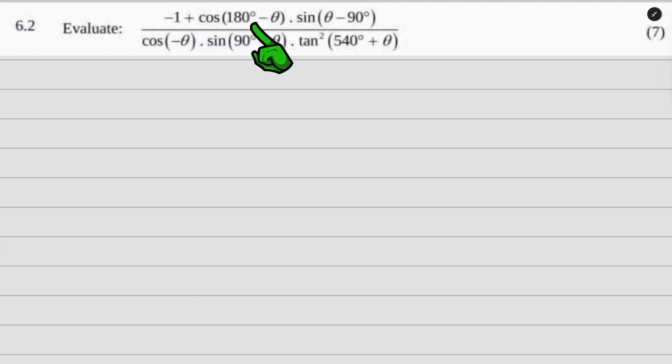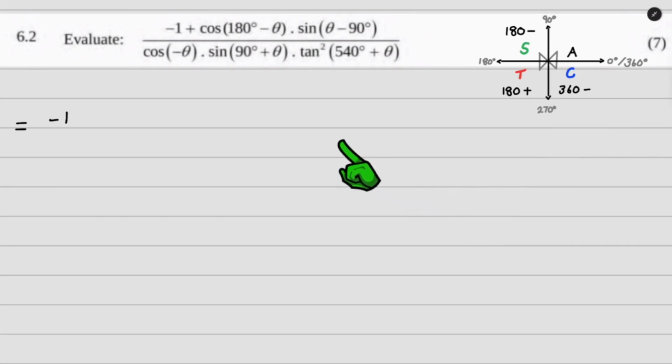So over here, I'm going to reduce. To reduce things, you need your cast diagram. So let's get that going quickly. Okay, with the cast diagram, this is in the 180 minus quadrant, which is this quadrant over here. And in that quadrant, only sine is positive. So that will imply that this cos will be negative there. So this just changes into negative cos theta.